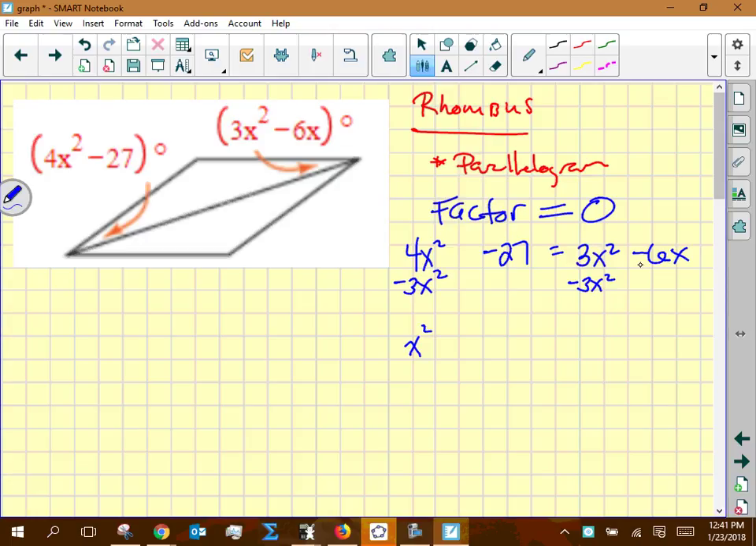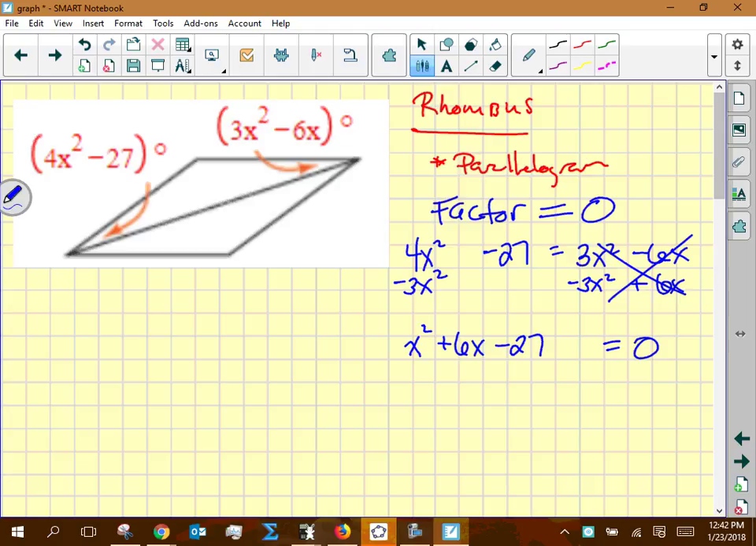How do I get this negative 6x to the other side? Add 6x. So now I come over here. Is there anywhere that I can add 6x to? Are there any like terms of x over here, x to the first? No. So I just write down that I'm adding 6x to this left-hand side. The left-hand side so far is x squared. I add 6x to it. Does that give me 0 on the right-hand side? And that's what we wanted, right? But I also need this negative 27 to be there on the left-hand side as well.